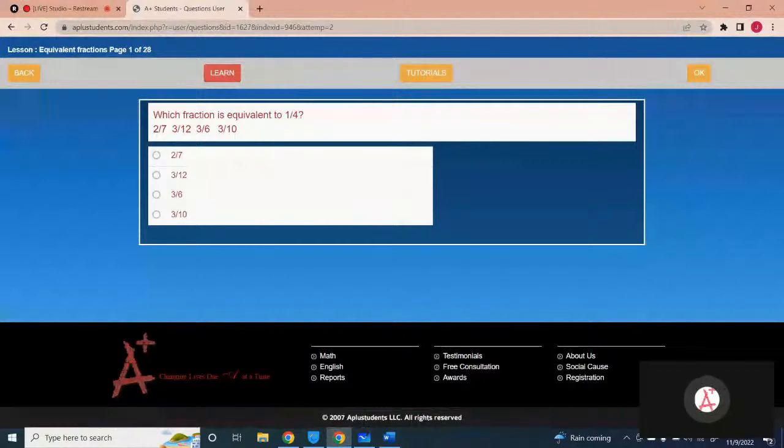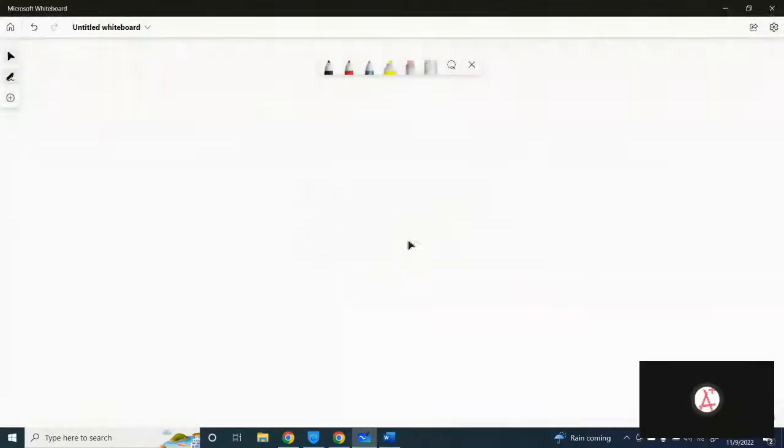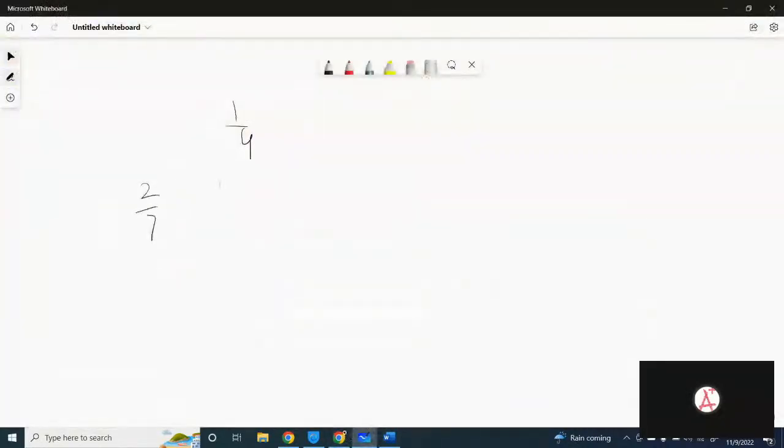Okay, what fraction is equivalent to 1 over 4? You have to look at all the options. The options are 2 by 7, 3 by 12, 3 over 6, and 3 over 10. So let's start with 3 over 10. No, 2 by 7 is not equivalent.